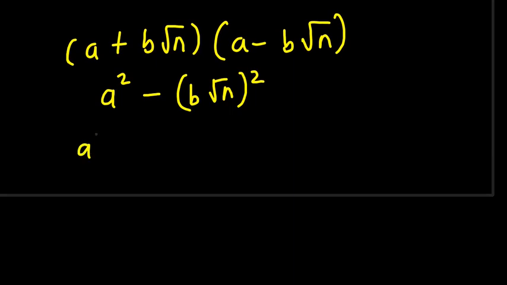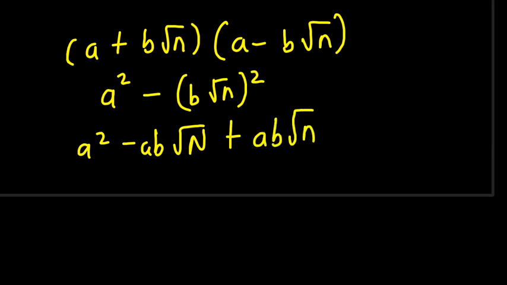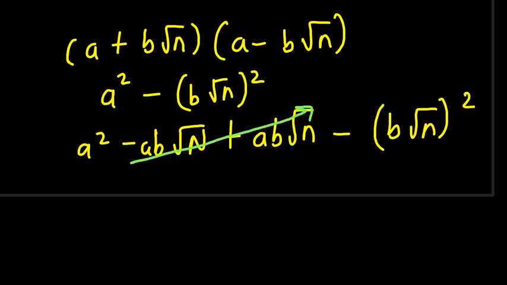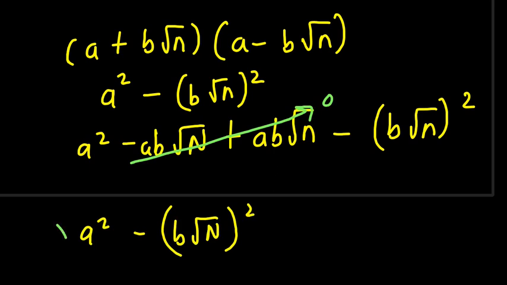A times a, of course we get a squared minus a b root n, and plus a b root n, minus b root n squared. Of course these two cancel out, so we are left with a squared minus b root n squared, which is the same as this. So it's just the difference of two squares.